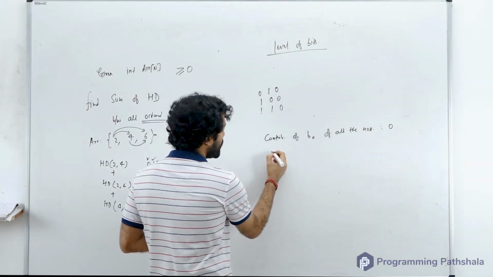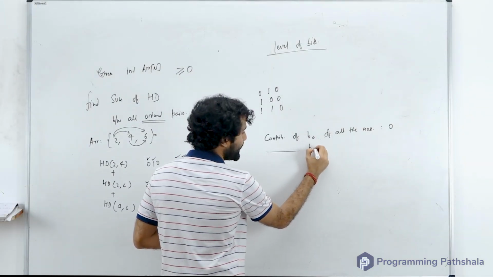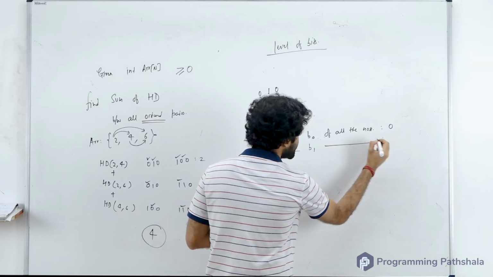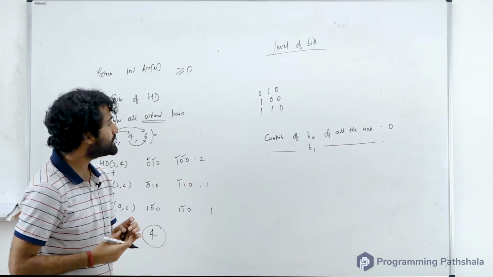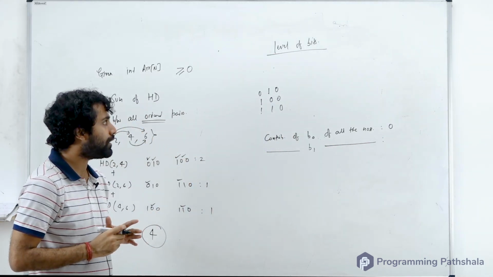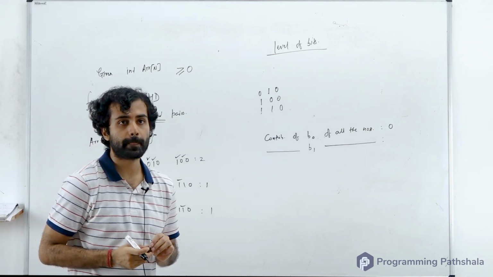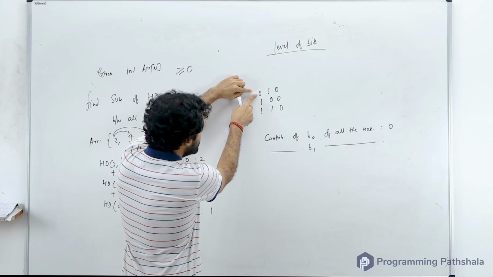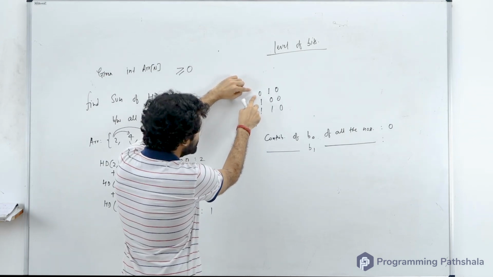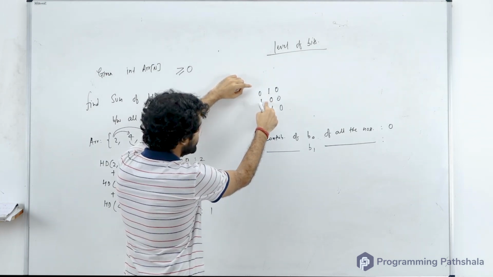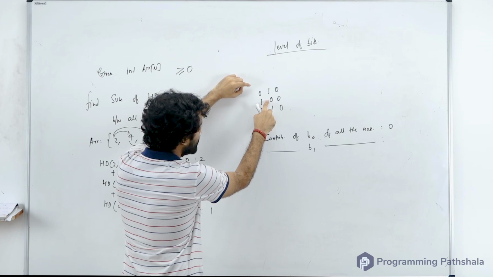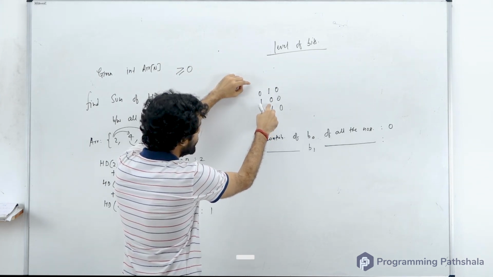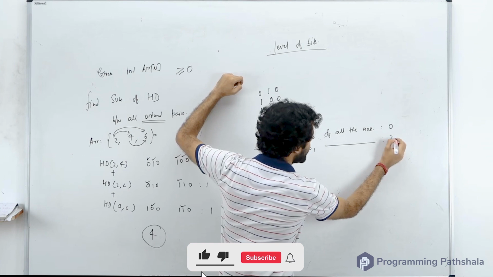Okay. If I talk about contribution of bit 1 of all the numbers, can you tell me how much is the contribution of bit 1 of all the numbers? 2. Very good. Because the collision of this would have gained a contribution from this. The collision of this would have gained a contribution for this. Only the collision of this would not have gained a contribution for this. So there are two contributions over here.